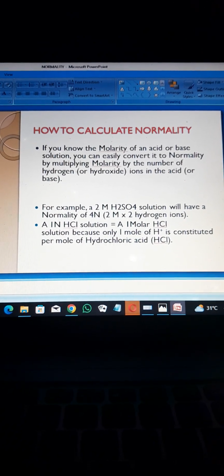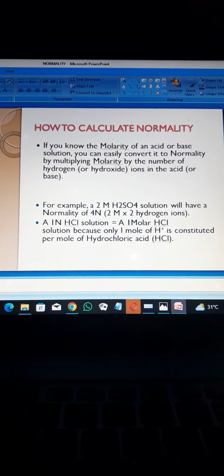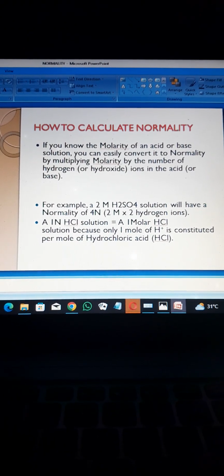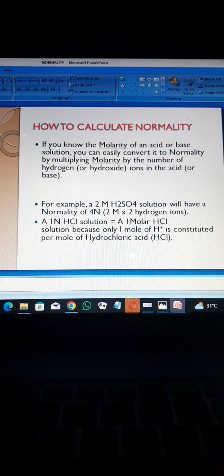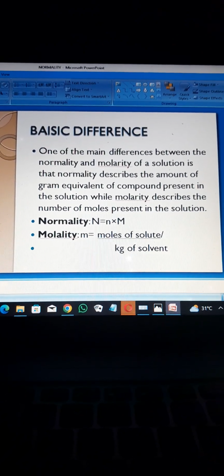In sulfuric acid there are 2 hydrogen ions, so 1M equals 2N. In HCl there is 1 hydrogen ion, so 1N equals 1M. Understand? Then come to the basic difference.